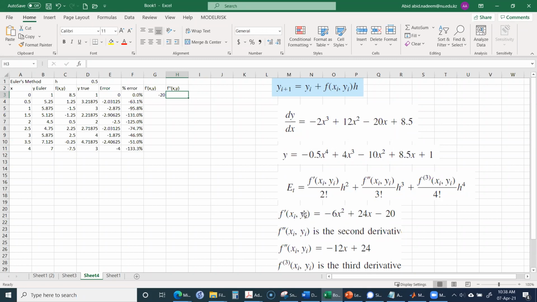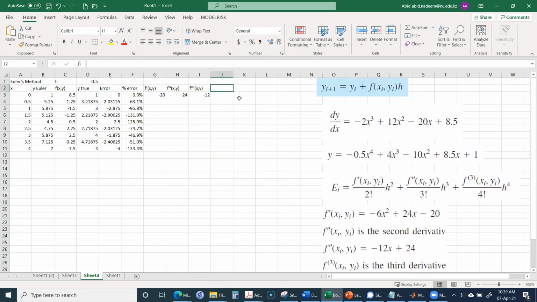Remember that f double prime of xy will be the derivative of this equation, because we are taking this as a function into the Taylor series. So now it will be equal to minus 12 times x plus 24, and then f triple prime of xy, that value is a constant. After that, all the terms will be 0. That means whatever error is introduced will be the sum of the errors calculated by these three terms. Okay, so we can just add a few more columns over here. So now we can find the errors.